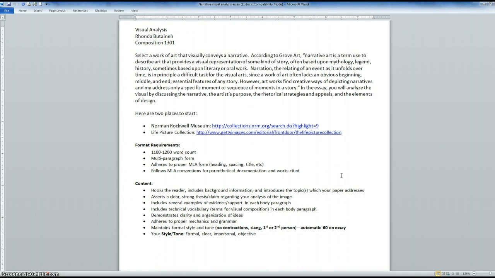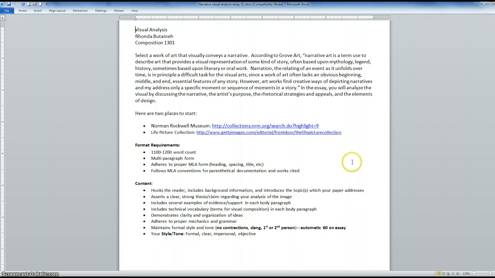Now you can find any image that you like. I have these two links here. One is the Norman Rockwell Museum. He has quite a bit of artwork that conveys stories. And then Life Picture Collection, again, might be a good place to start.